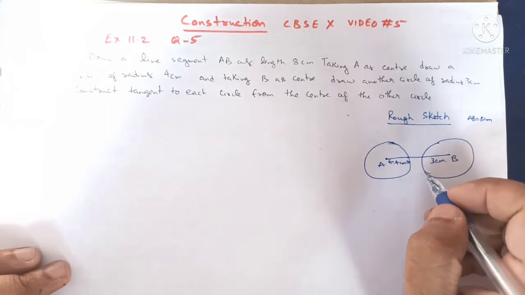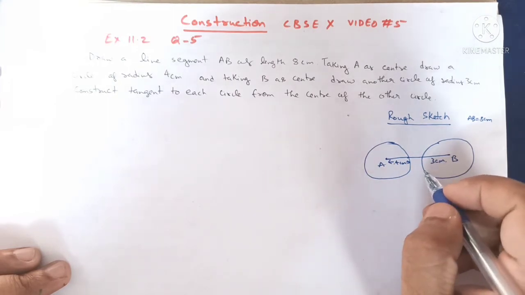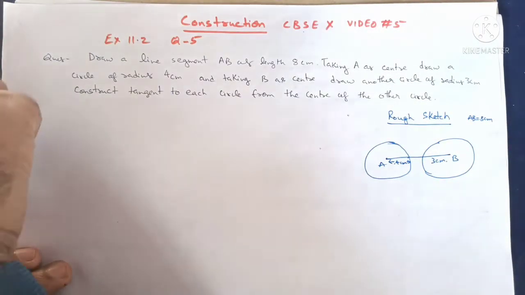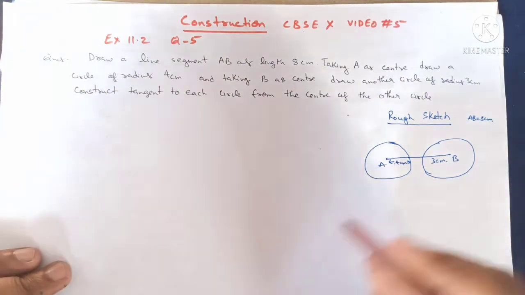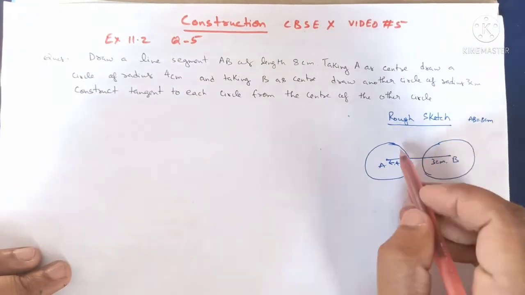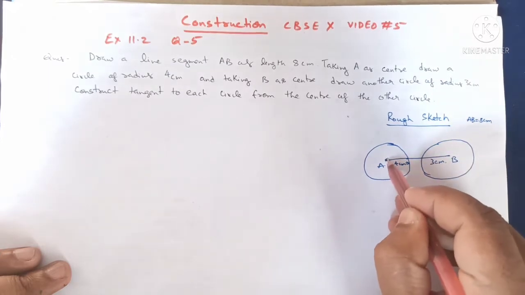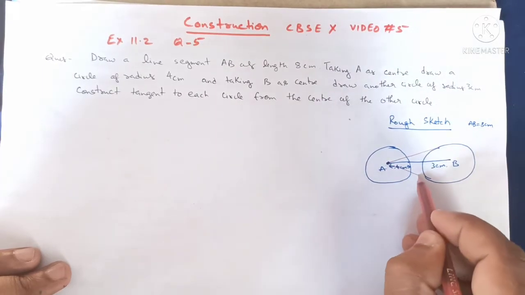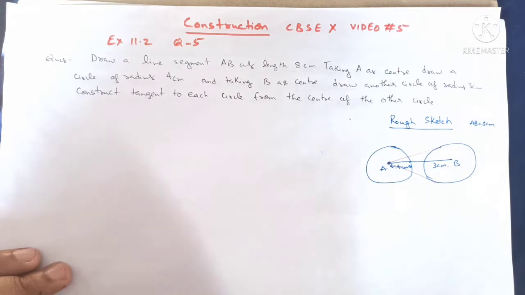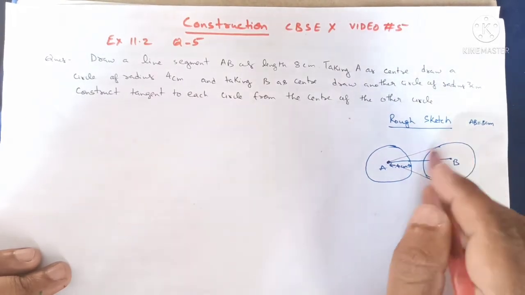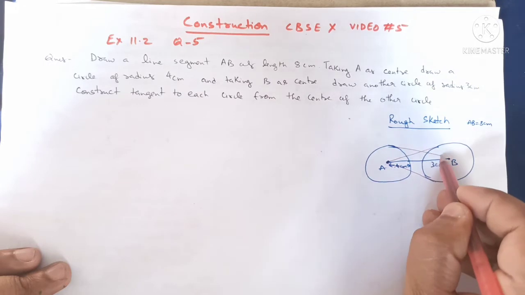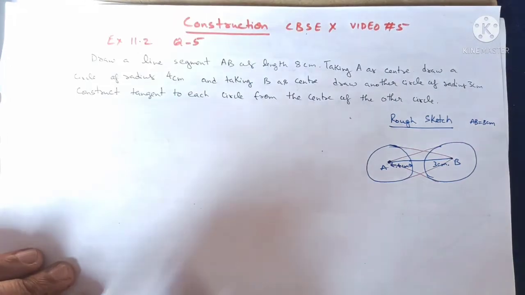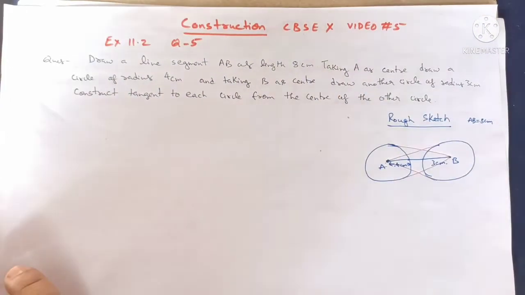Then construct tangent to each circle from the center of the other circle. So from the center of the first circle we have to draw tangent on the second circle, and from the center of the second circle we have to draw the tangent on the first circle. This is what needs to be done in the given question.